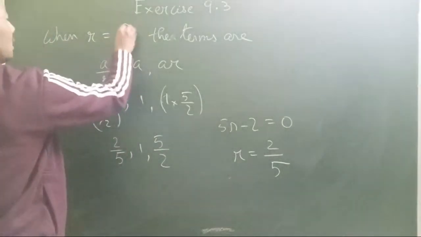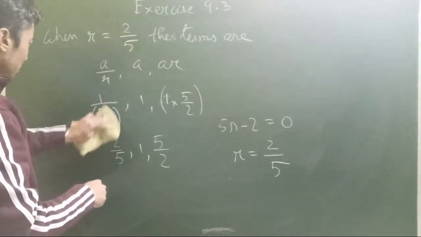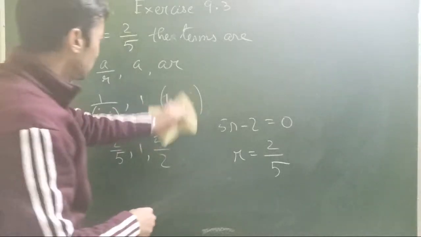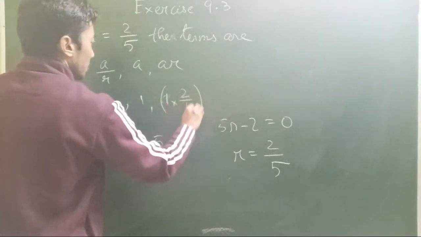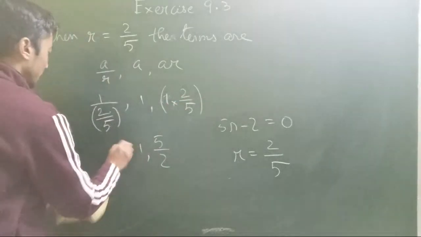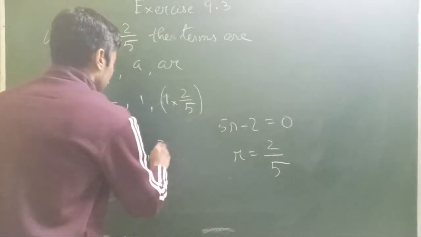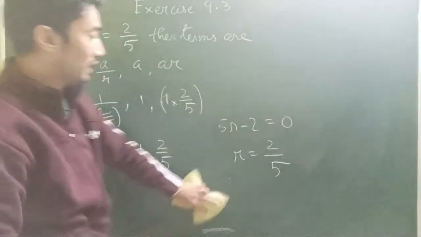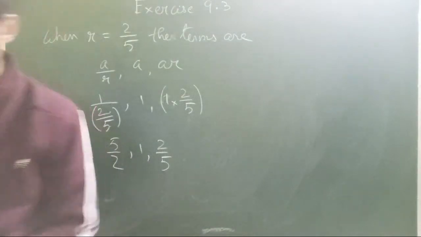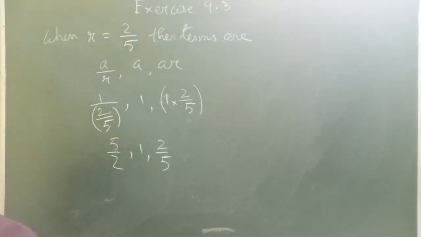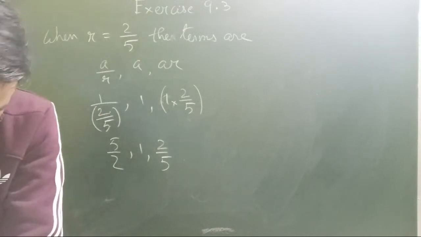When r is equal to 2 by 5, the terms are the same, but the common ratio will be different. 5 by 2, 1, 2 by 5. This is when r is equal to 2 by 5. So that's how it will be done.